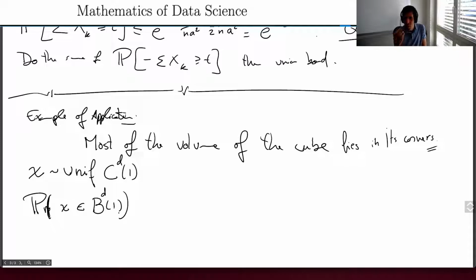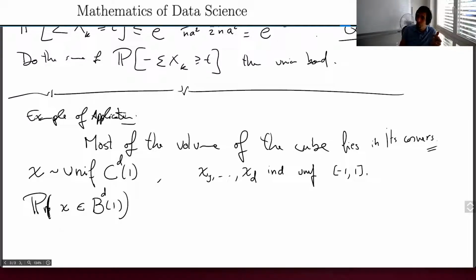First of all, let's understand a bit better this uniform distribution over the cube. If I have a uniform distribution over the cube, then this means that x1 all the way to xd are independent, and they're uniform over minus 1, 1. Because the cube is a product, the uniform distribution on the cube is a product measure. This is not true in the ball, of course. In the ball, the coordinates are not independent, but in the cube, they are. The cube is just Cartesian products of minus 1 and 1.